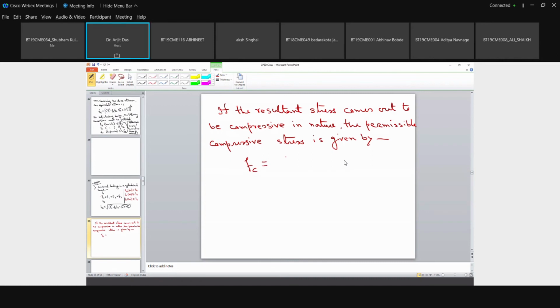Fc is equal to 1 upon 12 into capital E upon root over 3 of 1 minus mu square, into T upon d0 by 2, where E is the modulus of elasticity and mu is nothing but the Poisson's ratio.